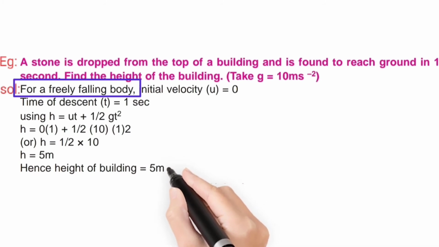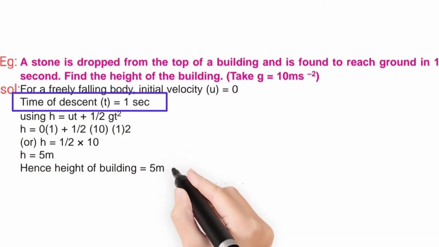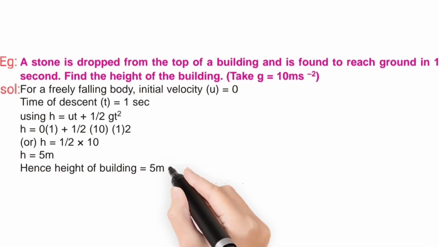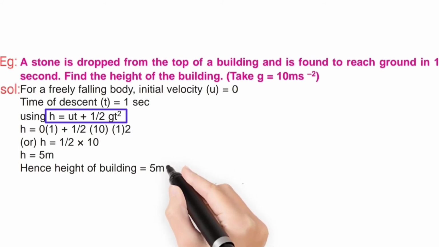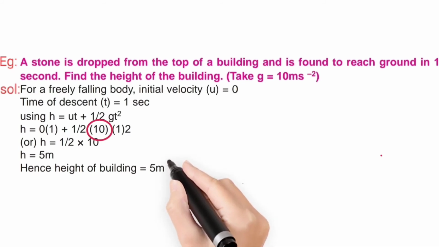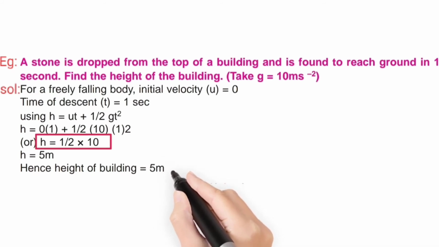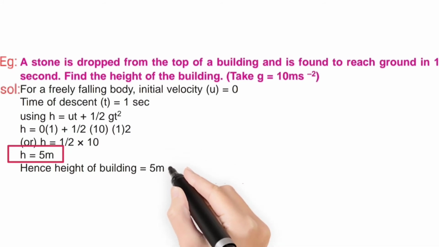For a freely falling body, initial velocity u is equal to 0 and given time of descent t is equal to 1 second. We need to calculate the height of the building. So from h is equal to ut plus half gt square, if you substitute 0 in the place of u, 10 in the place of g, and 1 in the place of t, then you will get h is equal to half into 10. From that, if you cancel 10 with 2, you will get h is equal to 5 meter.